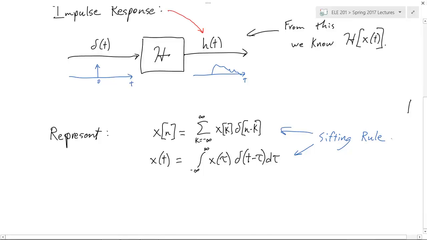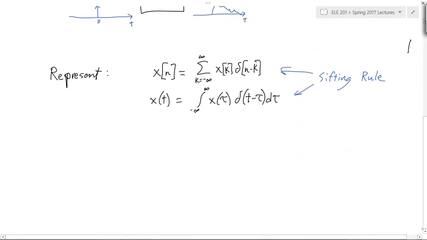Because again, for the sifting rule, if you have a delta function at time n, remember k is our variable in the sum, so this is a delta function at time n, then we just take the value of the function here. Okay, so we recognize that by the sifting rule, you just get x evaluated at time n here, or x evaluated at time t here. Okay, so this is a valid equation.